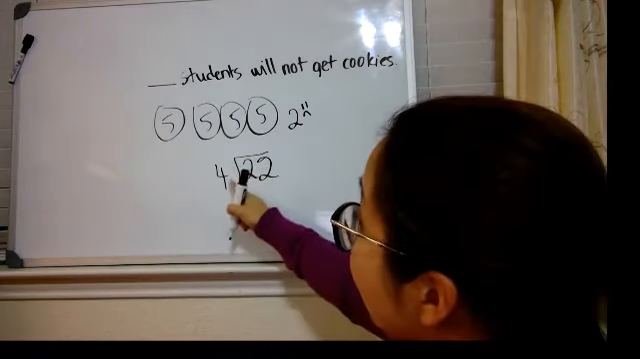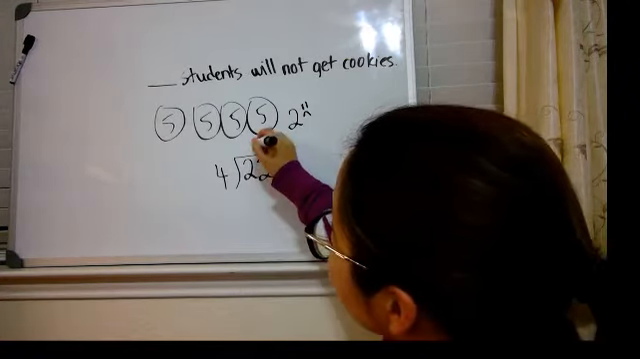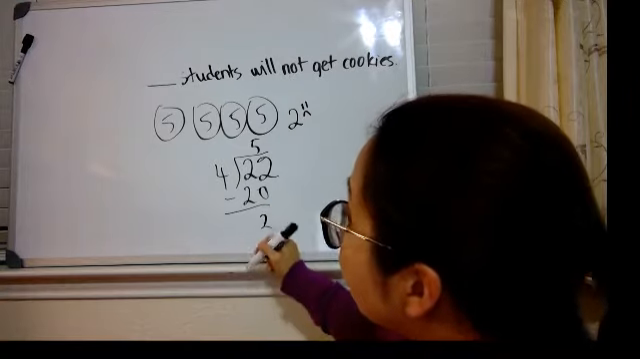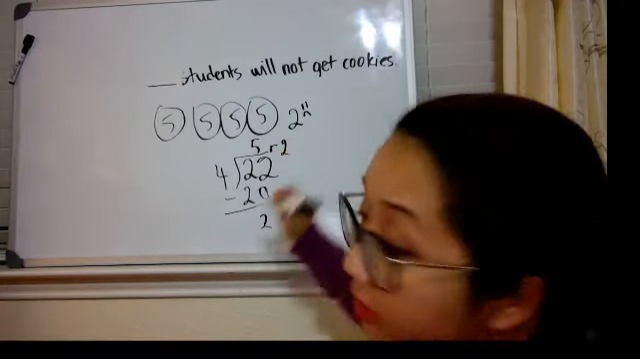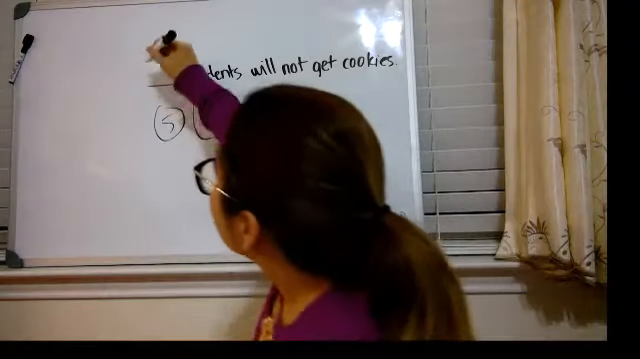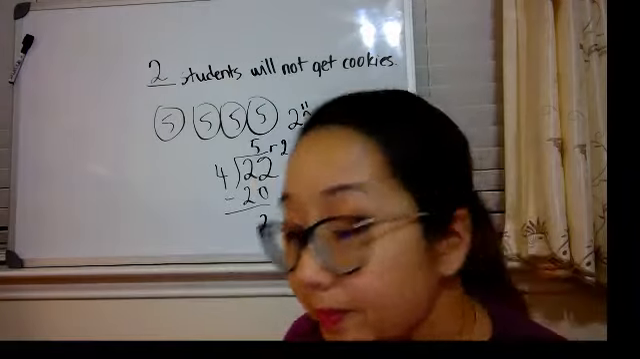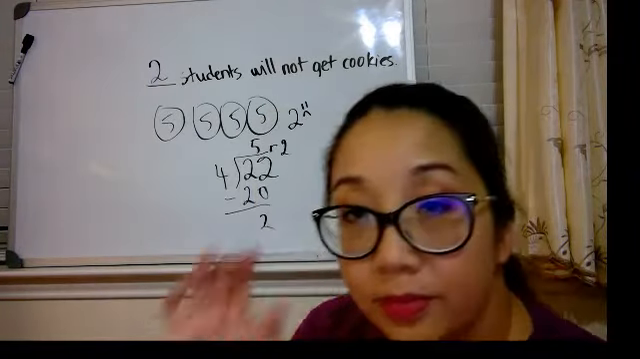Okay, and so let's see here. 4 into 22, that's 5. That's where that 5 comes from. Packages of 5. 4 times 5 is 20. That's the number of cookies that there actually were. And there's 2 students left over that did not get any cookies. That's the answer to this right here. Most of you got this one right.